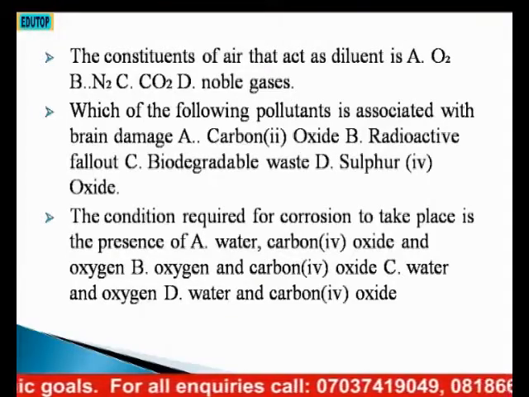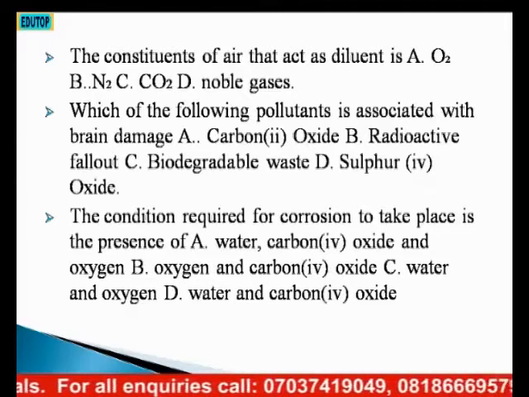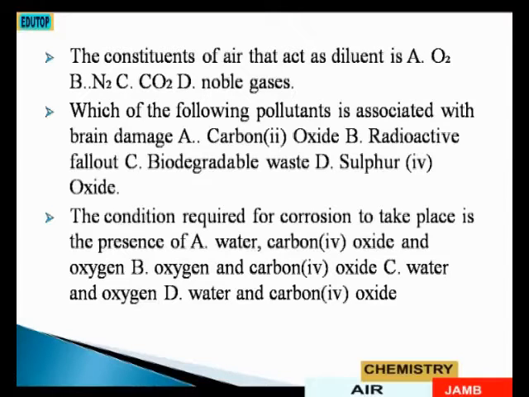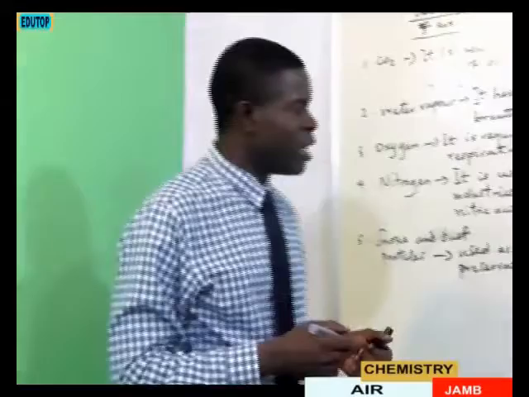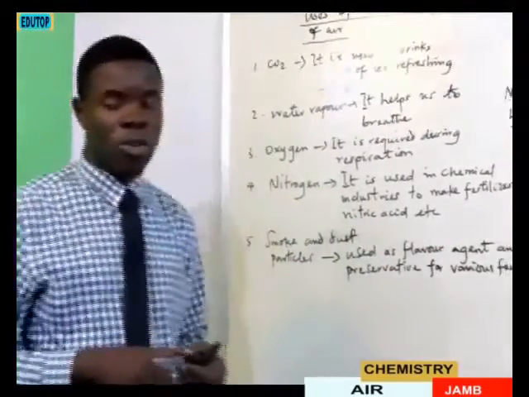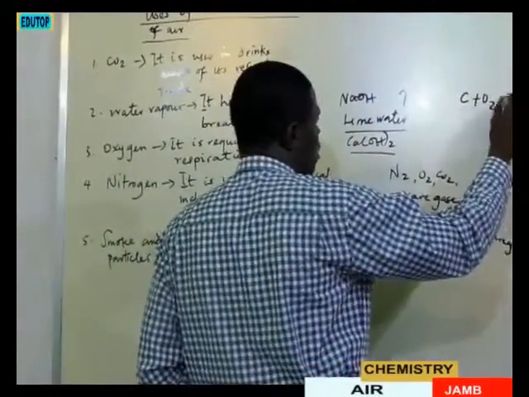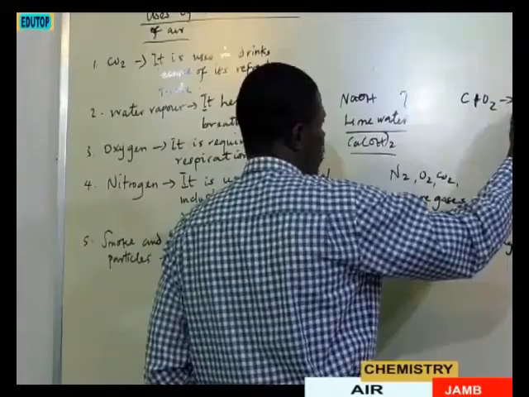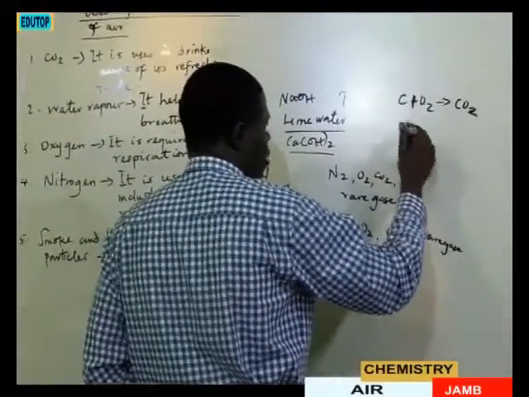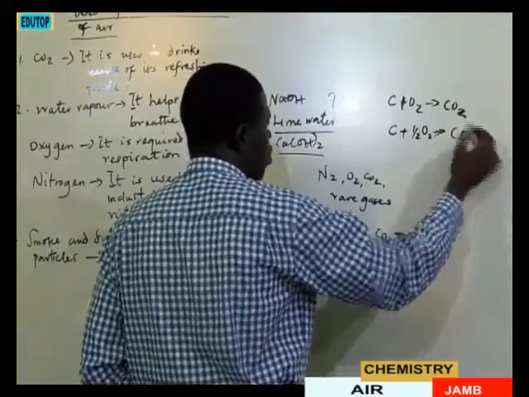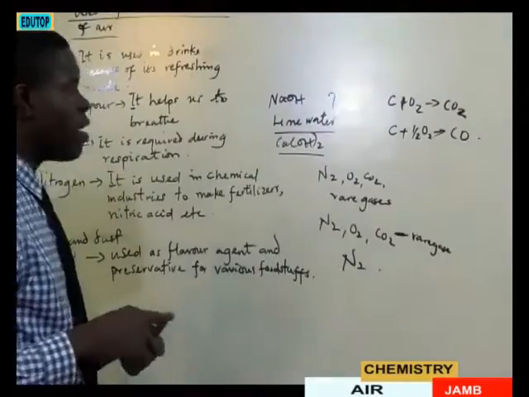Question 4. Which of the following pollutants is associated with brain damage? A, carbon(II) oxide. B, radioactive fallout. C, biodegradable waste. D, sulfur(IV) oxide. What leads to the damage of the brain is a result of incomplete combustion of carbon. Take note of that. When carbon undergoes complete combustion, you have CO2, which is carbon(IV) oxide. But when carbon undergoes incomplete combustion, then you have CO. CO is very unstable.